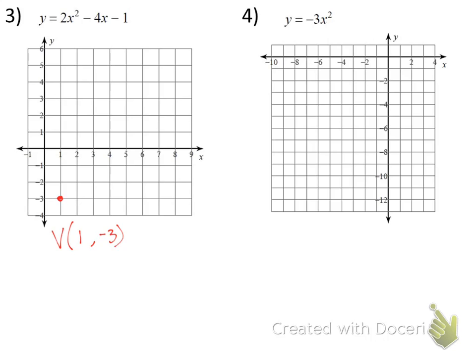And you're going to plot your points from the shortcut I showed you. 4 times 2 is 8. Oh, that didn't look right. Oh, that's why.